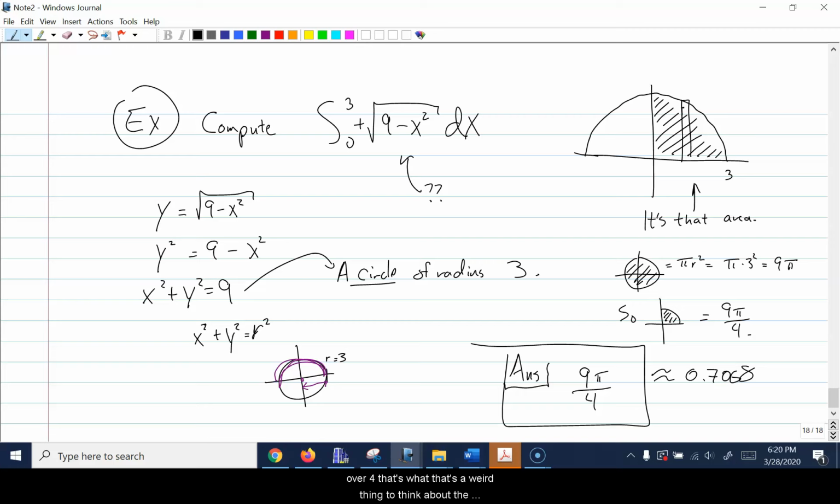So that's a weird thing to think about. The idea of area didn't actually make sense or wasn't on what we would call solid mathematical footing until we had the integral to compute area. That's a weird, things-are-backwards version.